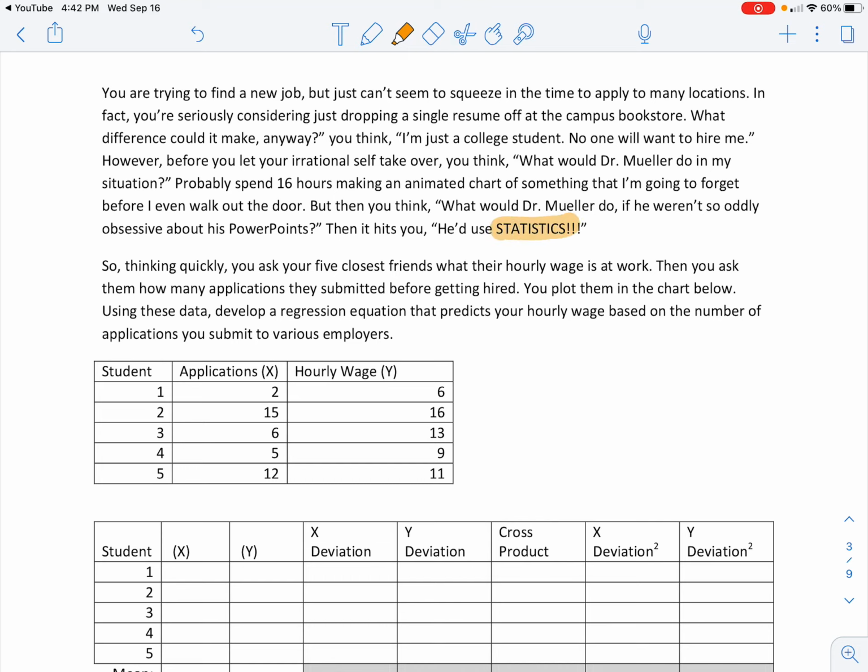He'd use statistics. So, thinking quickly, you ask your 5 closest friends what their hourly wage is at work. Then you ask them how many applications they submitted before getting hired. You plot them in the chart below. Using these data, develop a regression equation that predicts your hourly wage based on the number of applications you submit to various employers.